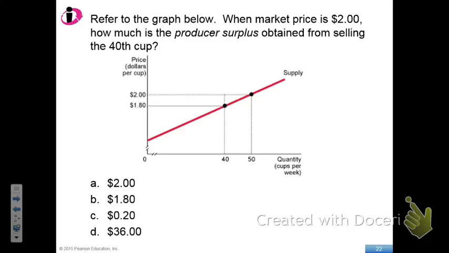And I want to focus on this one. So we have a market price of $2. And when you are producing 40 cups of output, how much producer surplus do you obtain? I think we did this one, right? Okay, so we know what our price is and we know what our market quantity is. So how do you calculate a producer surplus?